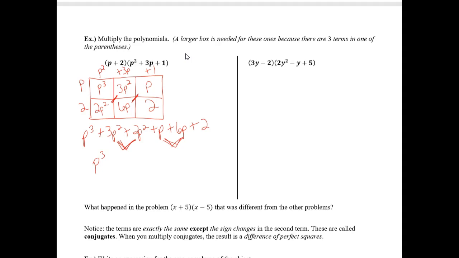3p squared plus 2p squared is 5p squared. Remember, the variable stays the same. And p plus 6p, so 1p plus 6p is 7p, and plus my constant. And that's as far as we can go with that. Go ahead and try the one on the right.